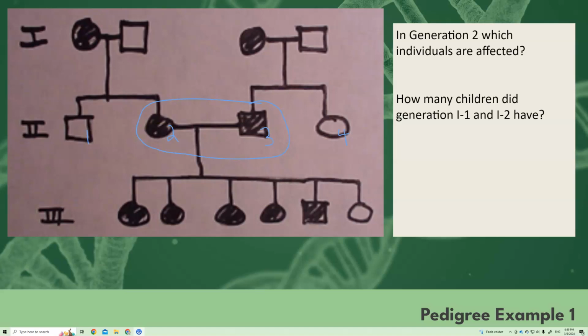The next part of the question is asking, how many children did they have? Well, in generation 1, 1 and 1, 2, which are these people right here, we just need to follow the line and look at where it's connected. And they had 2 children. So we started very basic, which is great. Fill that in. Pause the video, make sure you have it all down, and let's move on.